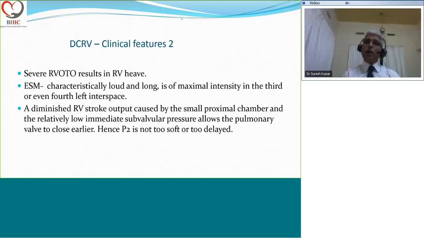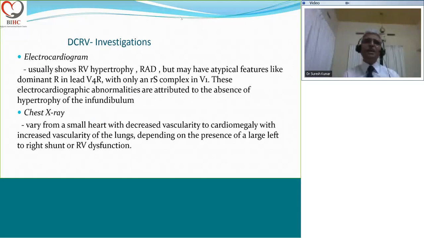ECG can show RVH and right axis deviation, but it may have some atypical features. For instance, you find a tall R in V4R, but V1 does not show a prominent R, and this is because of the absence of hypertrophy of the infundibulum. Chest X-ray may look absolutely normal, but supposing the obstruction is severe, you may find a reduction in the vascularity, or if the VSD with the left to right shunt is the dominant thing, you may find that there is an increase in the vascularity.